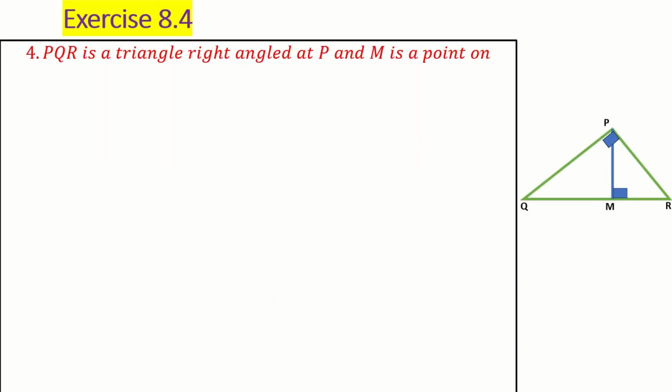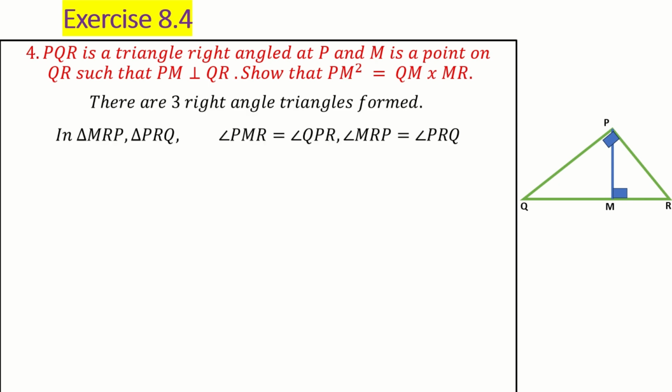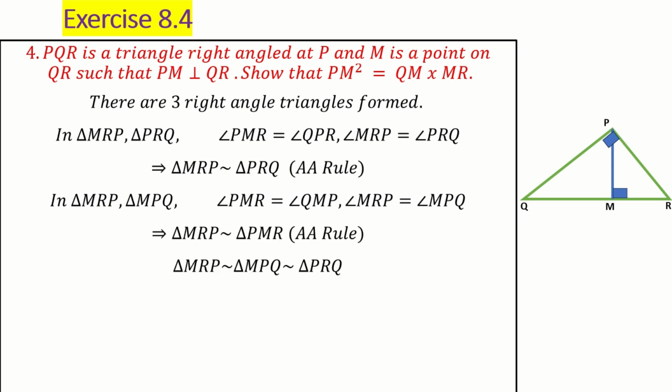PQR is a right angle triangle at P and M is a point on QR such that PM is perpendicular to QR. Show that PM square equals QM into MR. I think we have done a similar one in the exercises, so just follow that. It's very easy. You will get three similar triangles, and from the three similar triangles you can easily derive it.